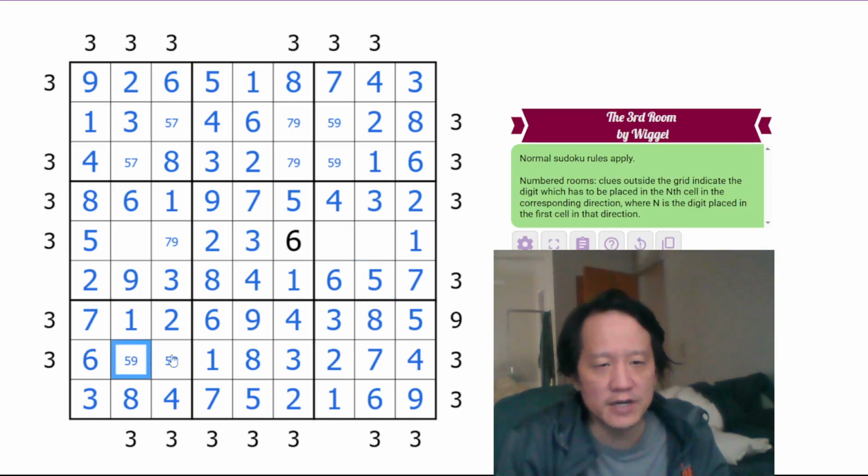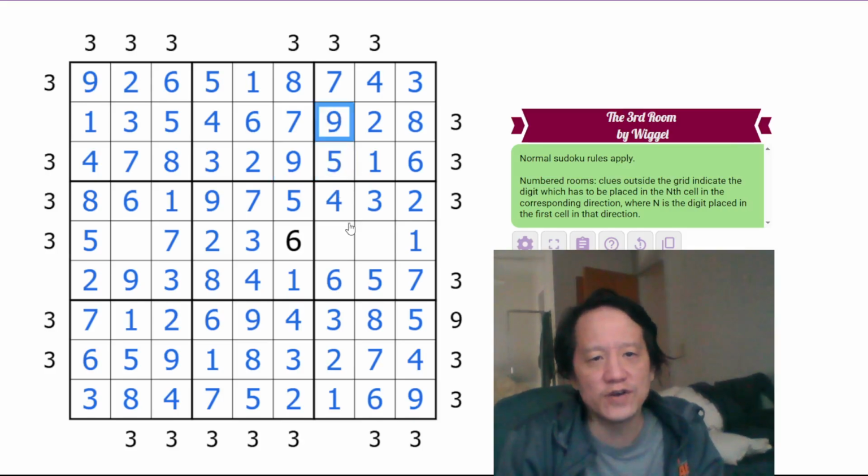This 9 eliminates 9 here, so it's 5 and 9. It also eliminates 9 here, so it's 7. 5 eliminates 5 here, so it's 7 and 5. 7 eliminates 7 here, so it's 9 and 7. This 9 eliminates 9 here, so it's 5 and 9.